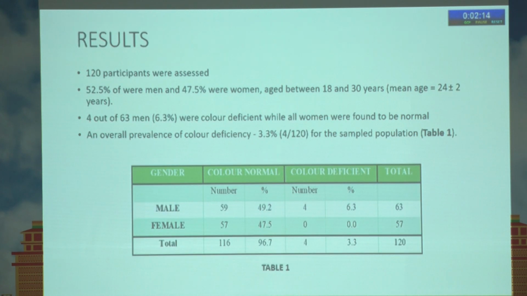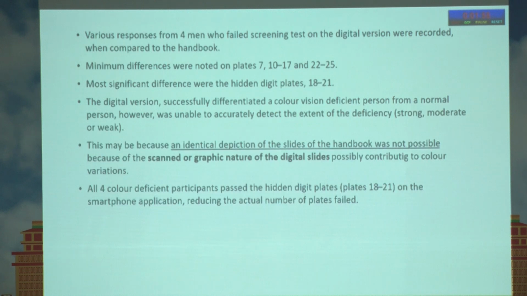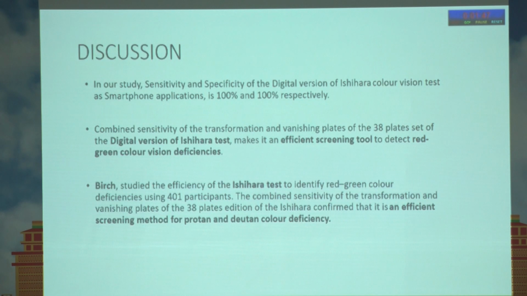We found the results: 52.5% were male and 47.5% female. Four out of 63 men were color deficient. The sensitivity and specificity of our digital version were found to be 100%, as Ishihara was the standard for comparison. The four men who failed the screening test on the digital version were recorded and compared with the handbook.